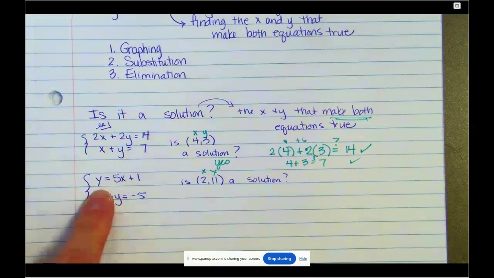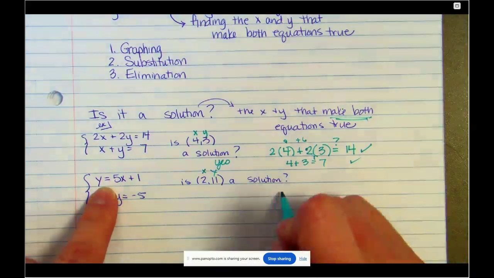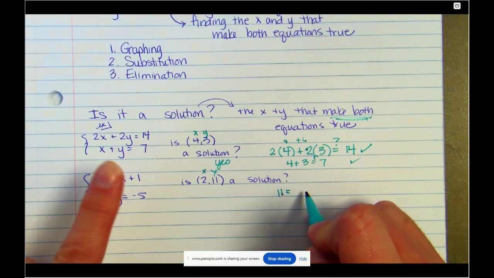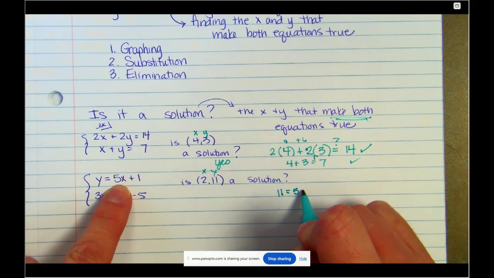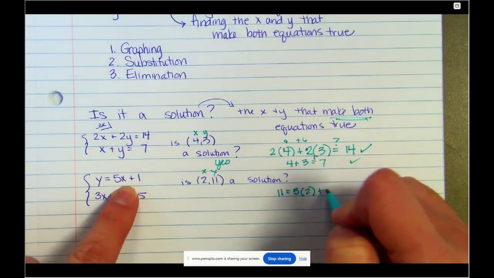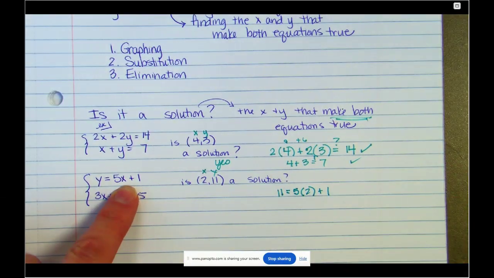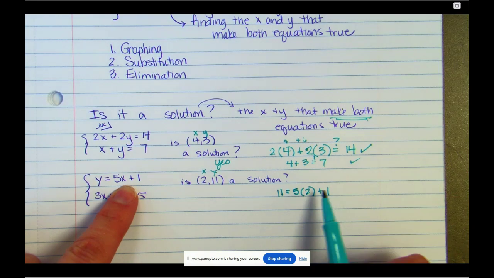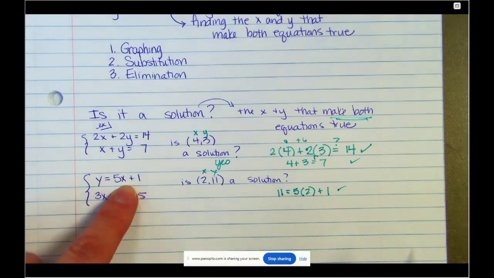Okay, so this x, this is y. So come up here. Guys, this is just like a recipe or a formula where you're plugging the things in. What is y? 11. Okay. And then it says equals 5 times, what is x? 2 plus 1, because that's what it says. Plug in x, plug in y. Is that a true statement? Yes. This is 10 plus 1. That's correct. That's 11. Okay, now let's do this one.